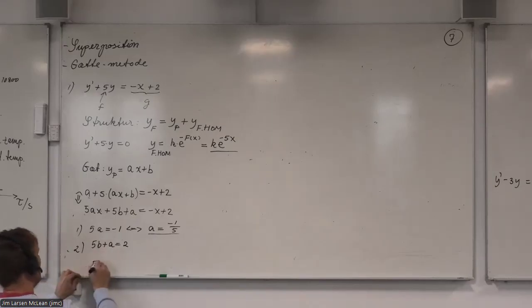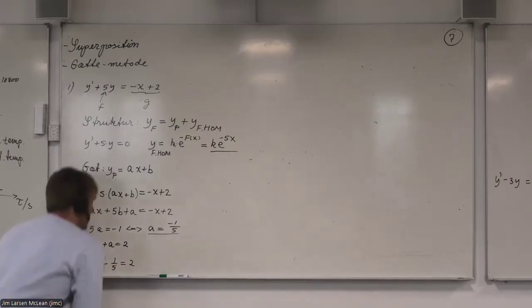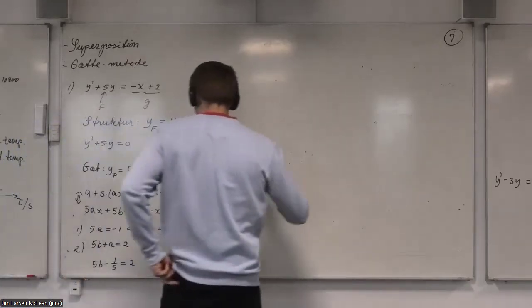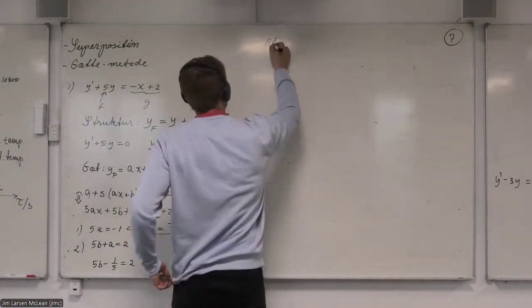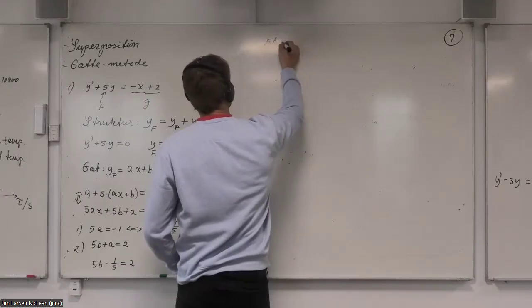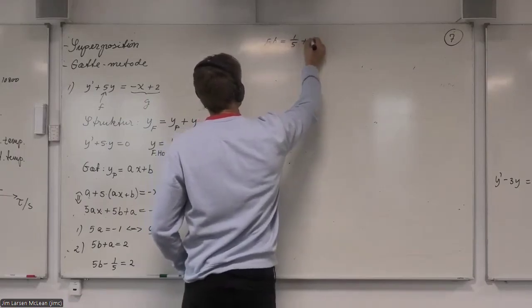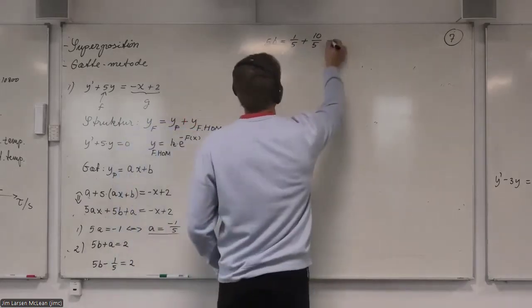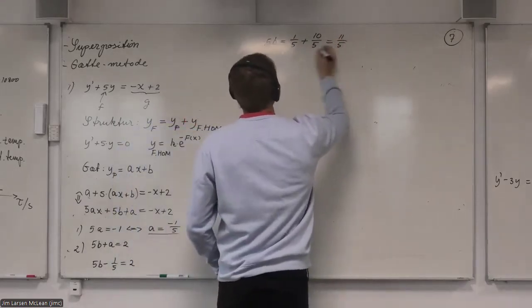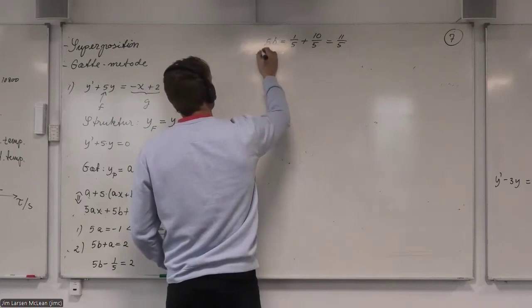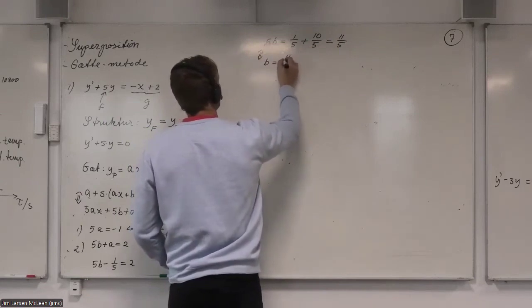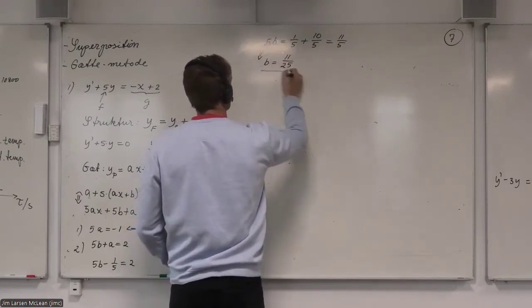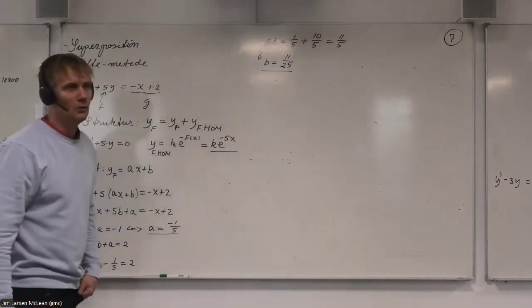So now it says 5b minus 1/5 should equal 2. The 2 can be rewritten as 10/5, so 5b should be equal to 1/5 plus 10/5, which is 11 over 5. And finally, I can divide by 5. So I have b. Thus, b must be 11/5. So what is our conclusion then? Now comes the important part.